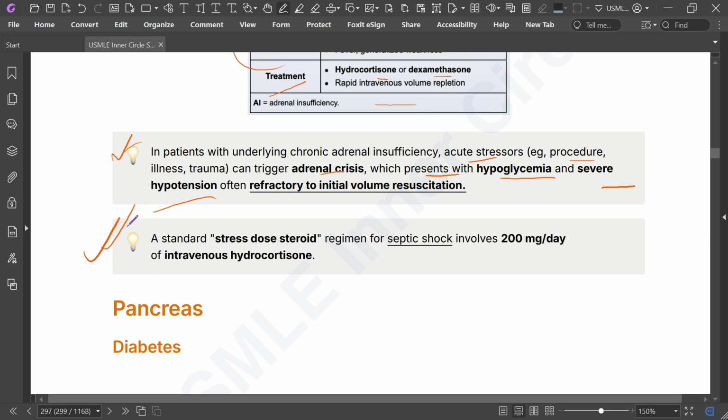A standard stress dose steroid regimen for septic shock is 200 milligrams per day of IV hydrocortisone.